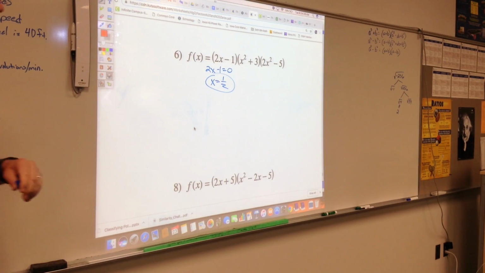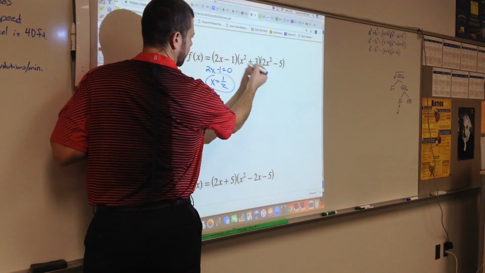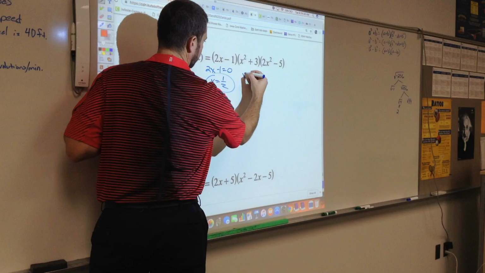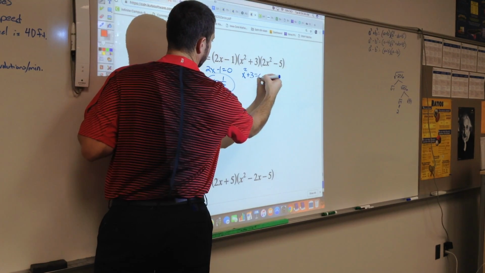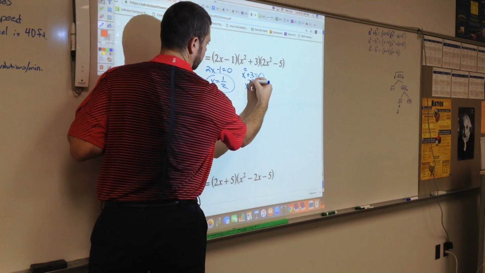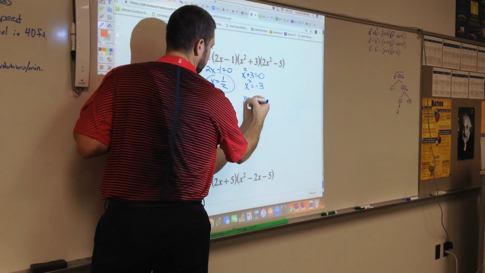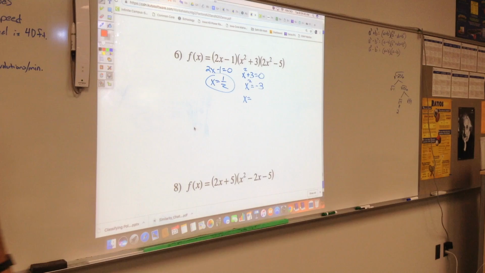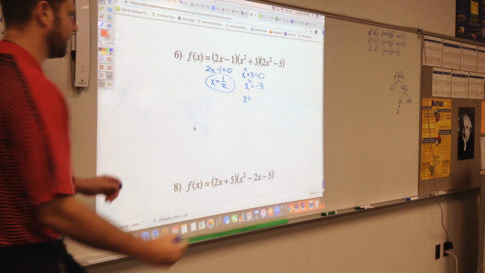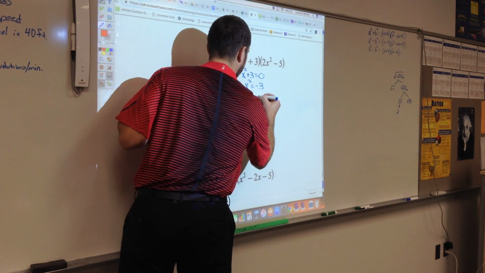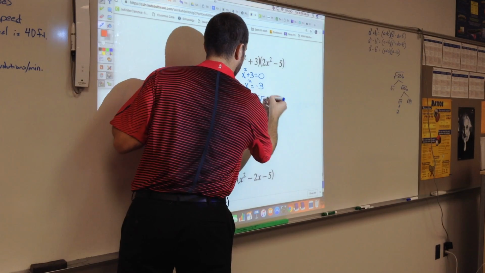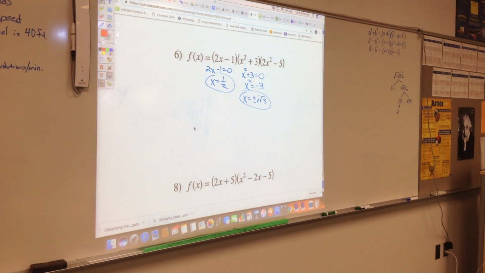What about the next one? Square root of what? Negative 3, square root of negative 3, because you have to subtract 3 from both sides. And what do you get when you take the square root of a negative 3? i. Plus or minus i radical 3. So there's 2 more zeros.